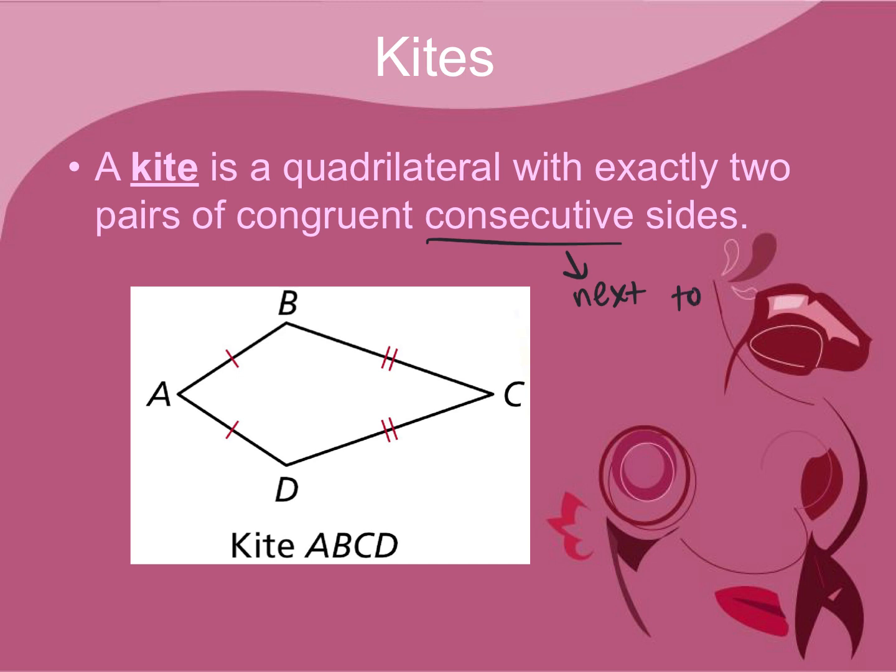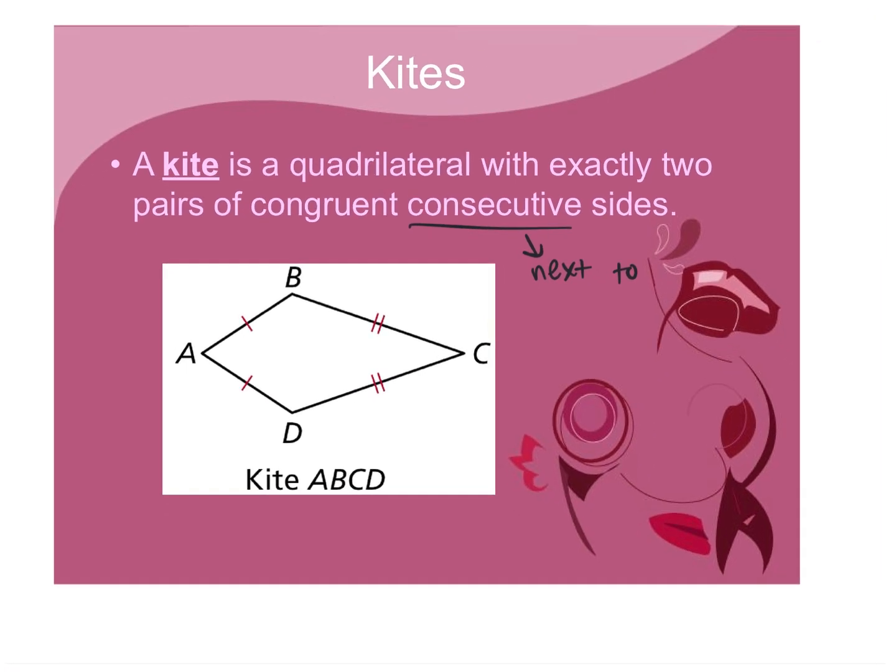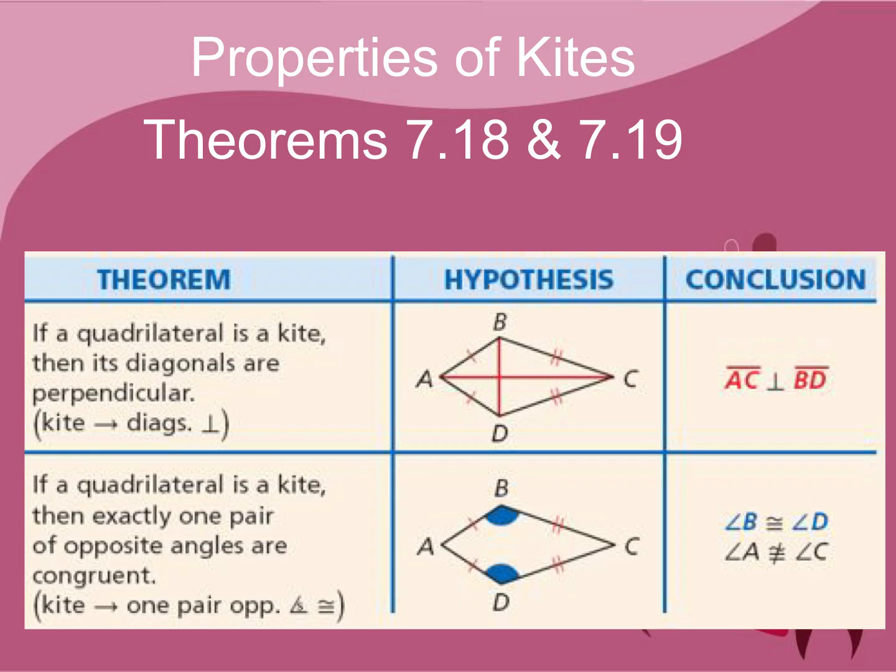So, remember in parallelograms, what sides were congruent in parallelograms? Opposite. Are these parallelograms? No. So in these kite examples, the sides that are next to one another are congruent, okay? So AB is congruent to AD and BC is congruent to DC, okay? It creates a kite.